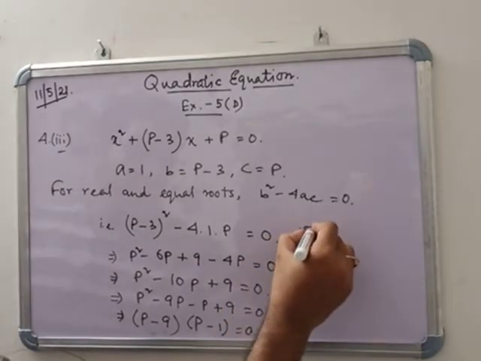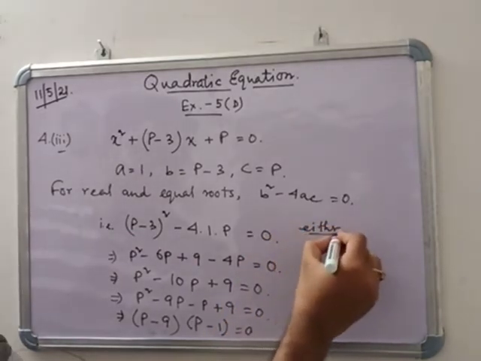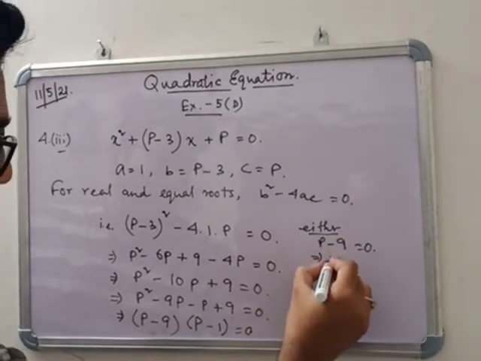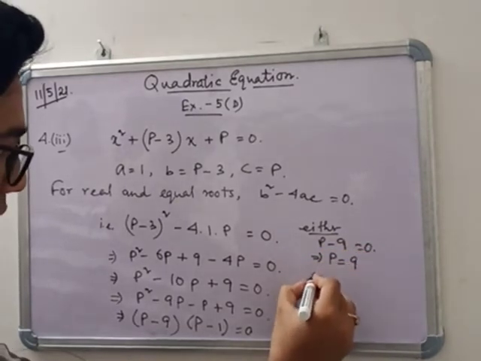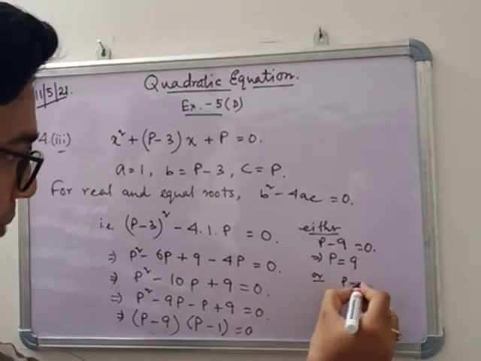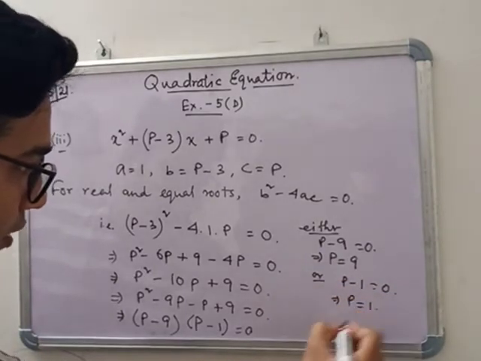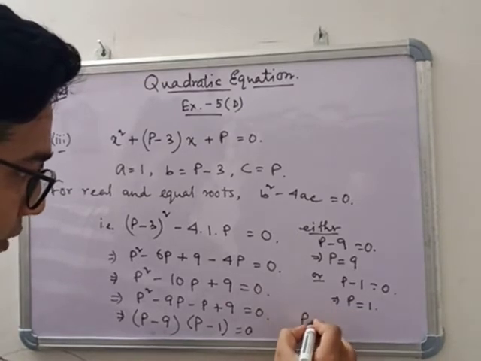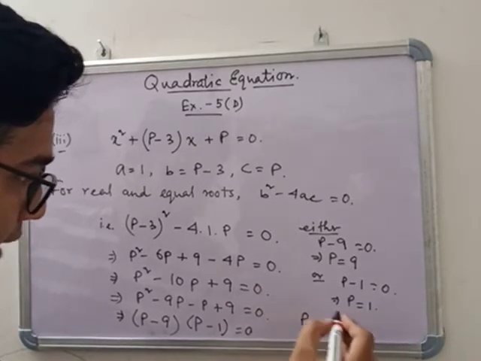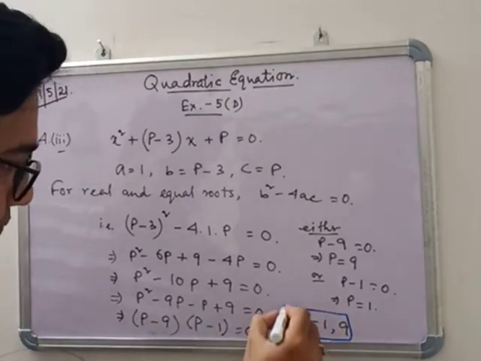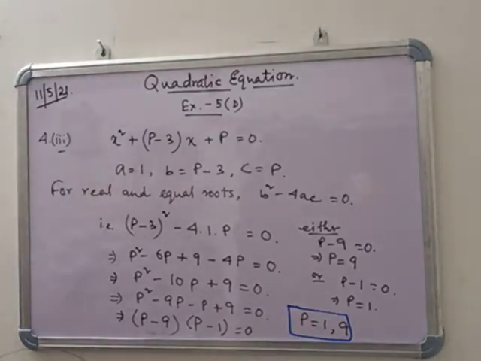So either p minus 9 equals to 0 implies p equals to 9, or p minus 1 equals to 0, that implies p equals to 1. So p equals to 1 and 9. So the value of p is 1 and 9 here. Okay. Note it down all of it.